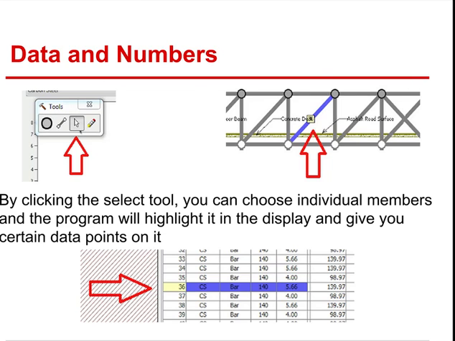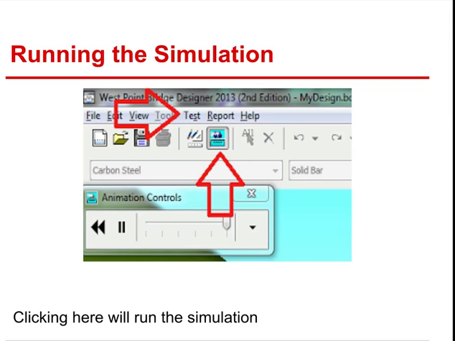Up here, by clicking the select tool, you can select each member. It'll also show up on that far right. So here's member 36. It shows up here as a bar. It's 140, and then 566. We'll go over what those numbers down there mean in a minute. And this is where you run your animation. This will take you through the animation control. So you're in design when you're on this pointer, and in animation when you're on this.